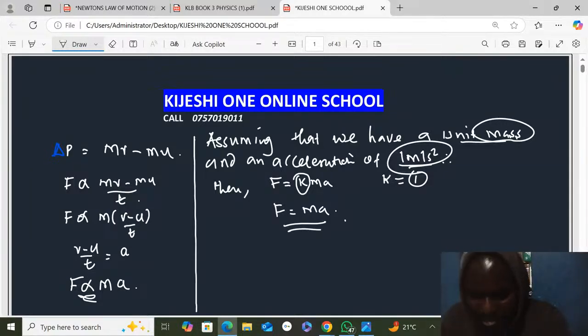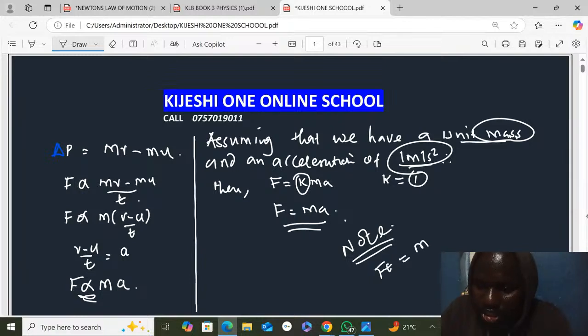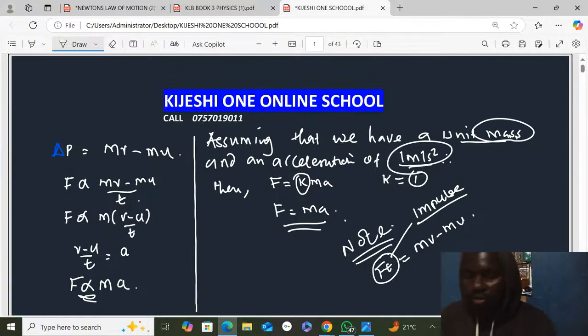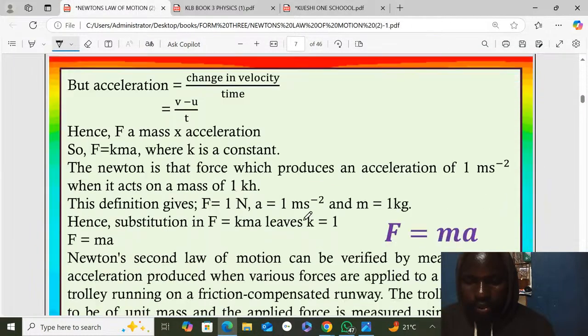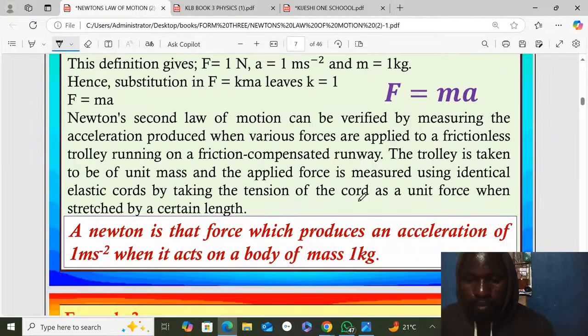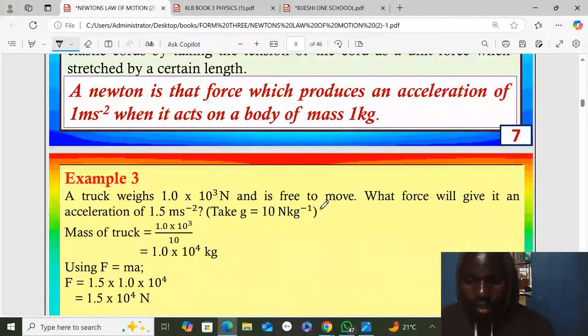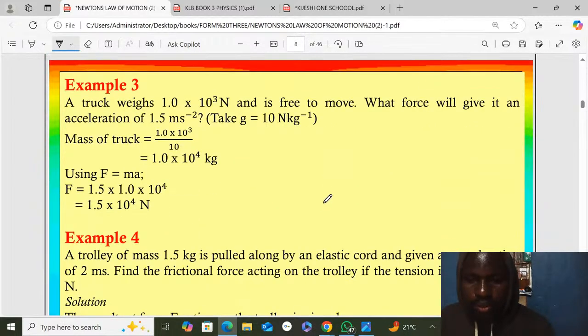Before we move further, you are also supposed to note that Ft is equal to change in momentum, and this part is called the impulse. It is representing the impulse. That is how it is going to be like. Then now we can start having some of the examples.